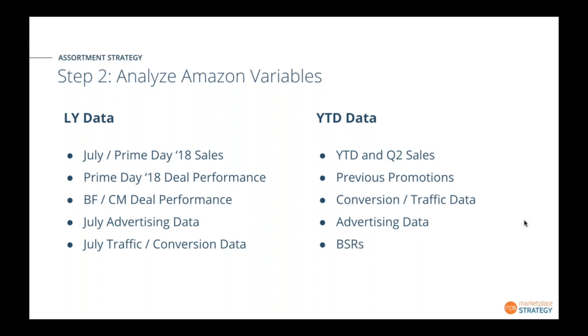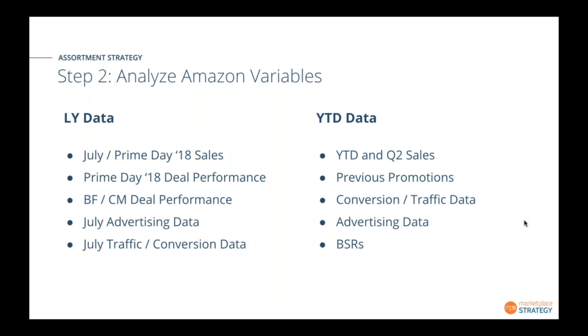Once you define those business variables that are outside of Amazon, the next piece is really to analyze all of the data at your disposal for Amazon. There are a ton of different areas we can use here. Amazon is somewhat withholding with the information they provide, but there are a lot of data points that help point us in the right direction of which products we should be leveraging.